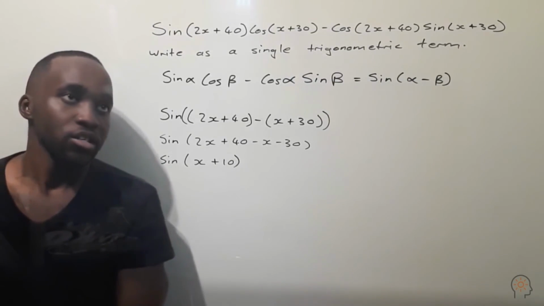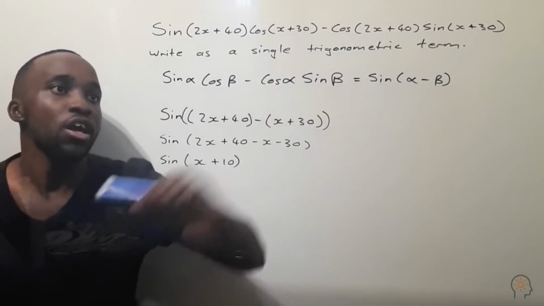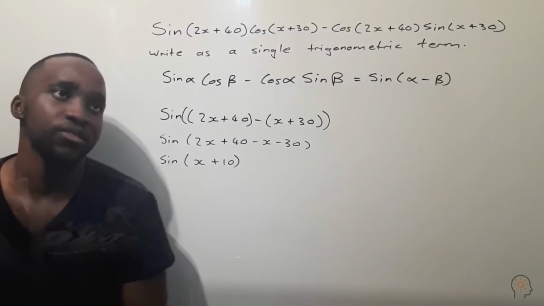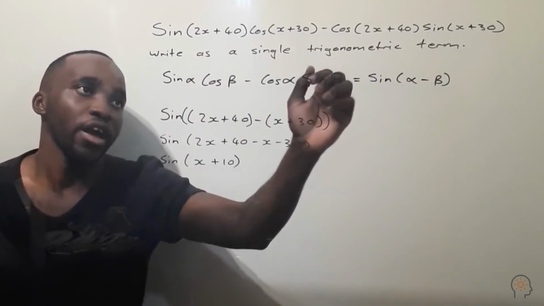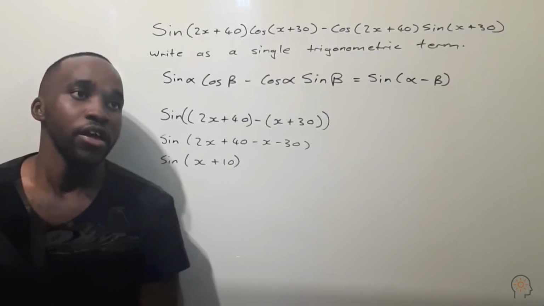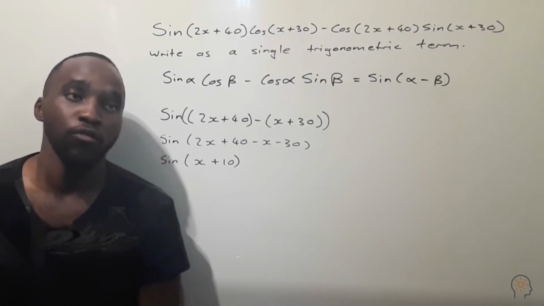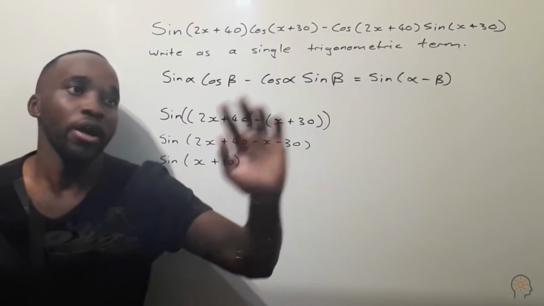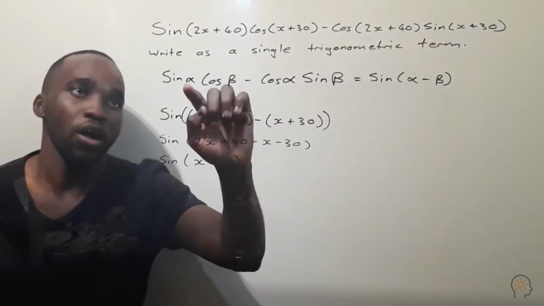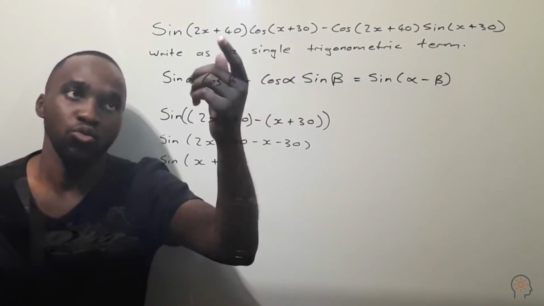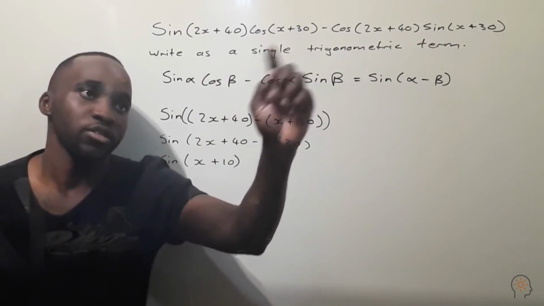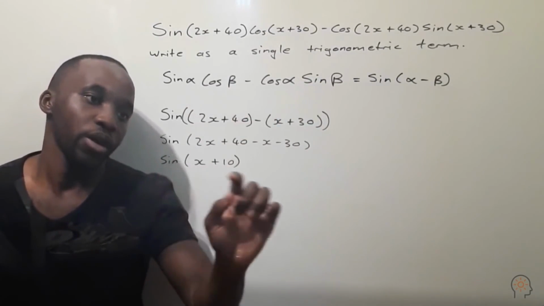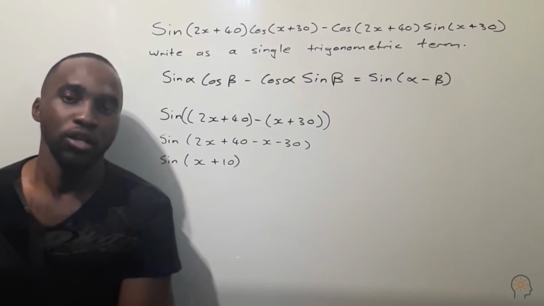Our main question was asking us to write what we were given here as a single trigonometric term, right? So all we had to do was identify that this is a compound angle that is expanded. As soon as we have identified that, we know that on our formula sheet we have something that looks like this, and we can easily just pack our angles according to this formula, right? Where we have alpha, in our case we have 2x plus 40. In this case we have x plus 30, which is where beta is. If we just clean that all up, we end up with sine x plus 10 there.